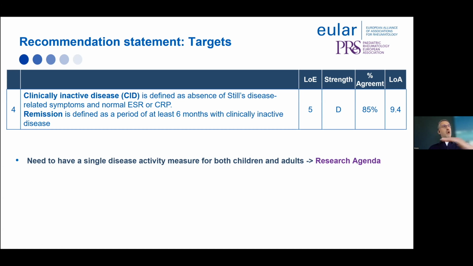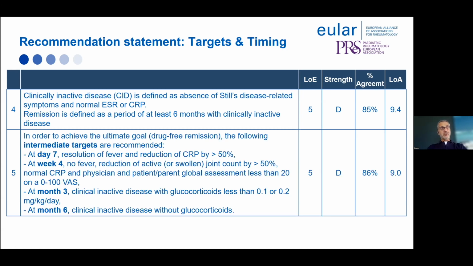It can be remission on treatment or remission off treatment, if you're able to taper the treatment and to stop it at the end. And very importantly, it was not the way we produce a recommendation for every disease, but in Still's disease, it's a very challenging disease, very active at the very beginning. So we identify intermediate targets. Clinically inactive disease may need 6, 12 weeks to be achieved. And we need before to be sure that we're going in the right direction.